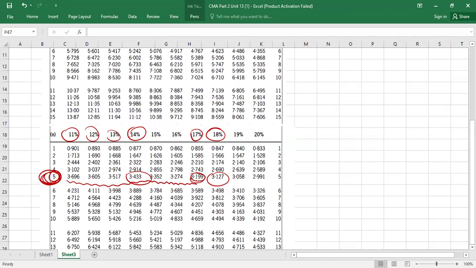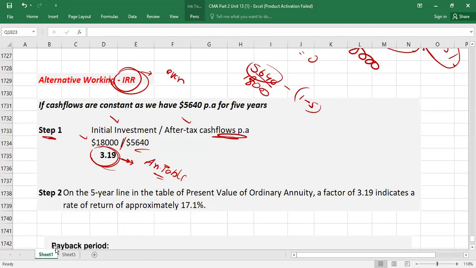Now 3.19 is written here as the annuity factor, right? So now you will see what is the percentage on that. So percentage is 17%. Means our IRR approximately is 17%. Understood? And we calculated in the long way also. And now we applied the shortcut way also. So our IRR is 17% approximately, I'm saying. Understood? But the first way is the more authentic. This is the shortcut way just to answer your question.